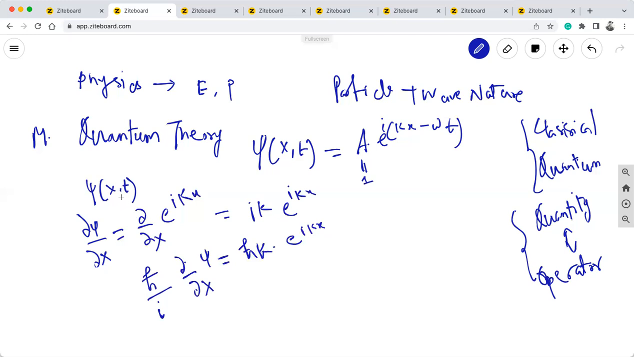If you take your function independent of the time part, if it is only chi of x, then it is e to the power ikx, right? If you take space and time as independent, then this quantity will come as h bar k and chi again, right? So what is this part? This is a very important term.